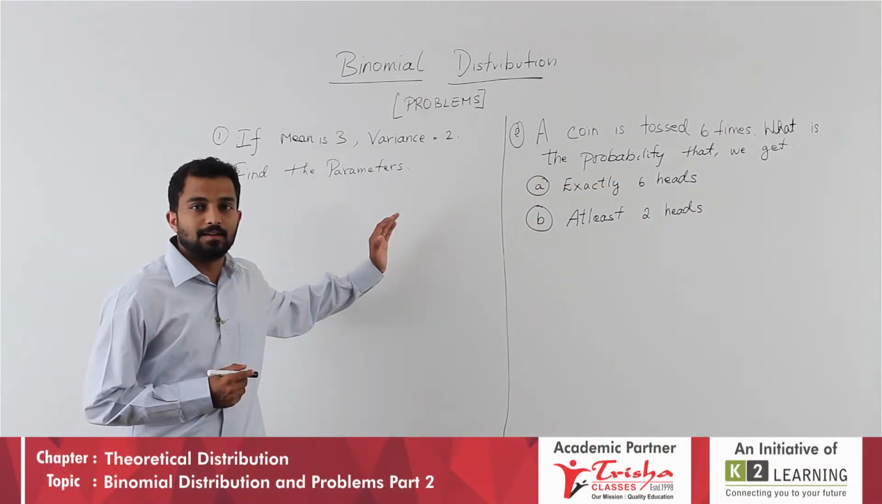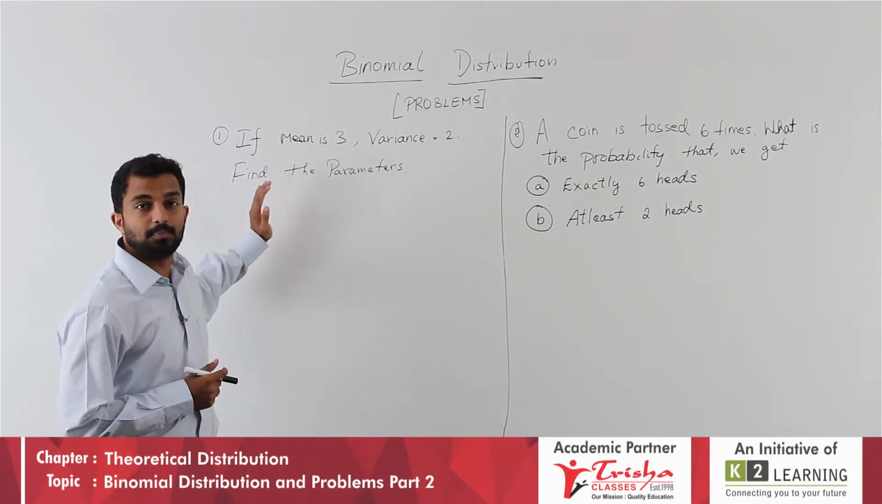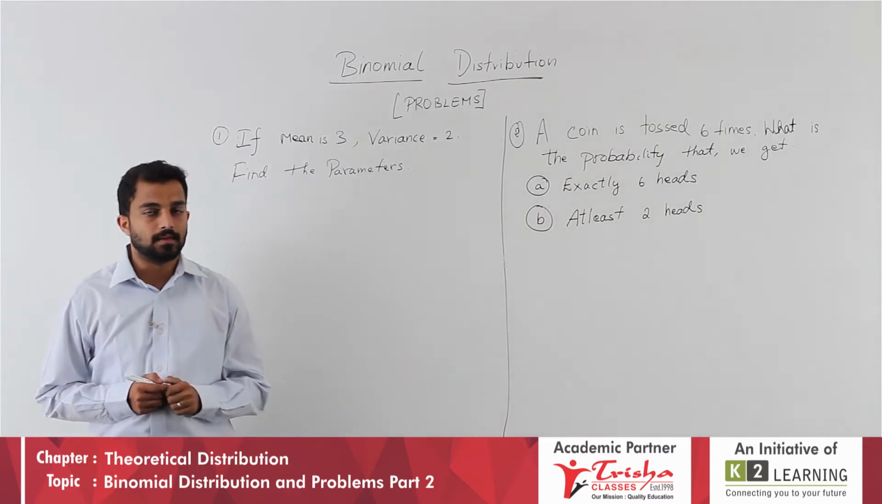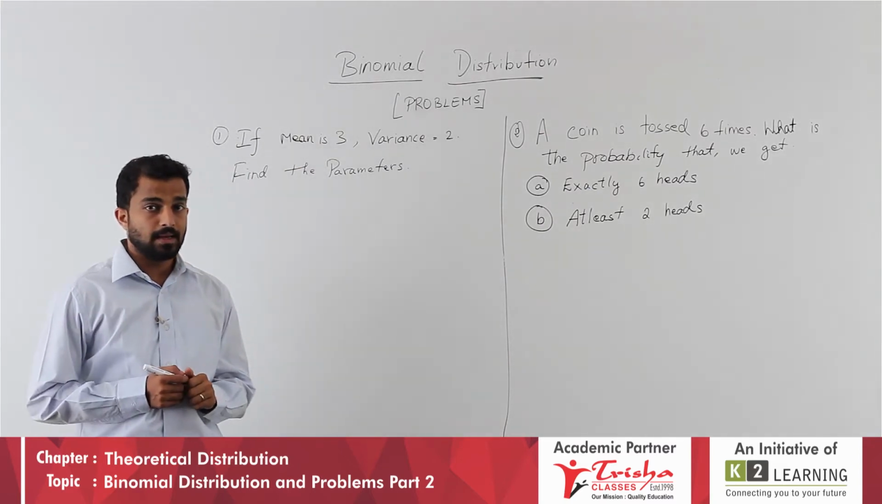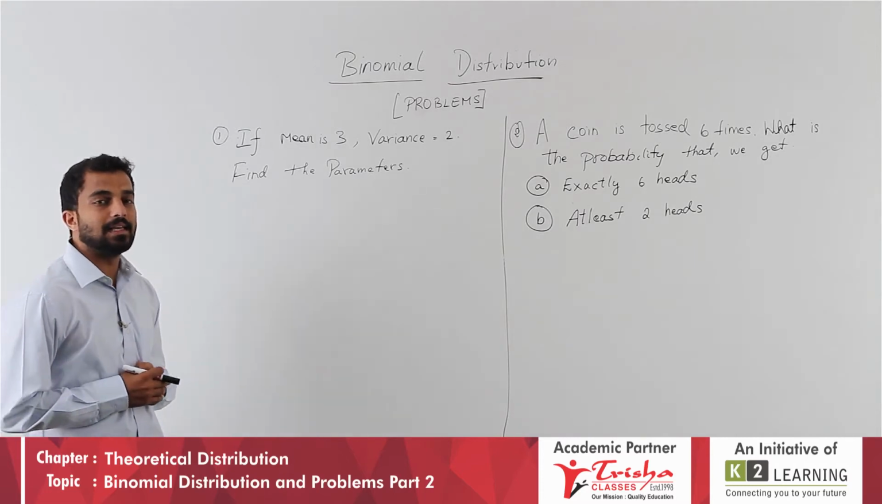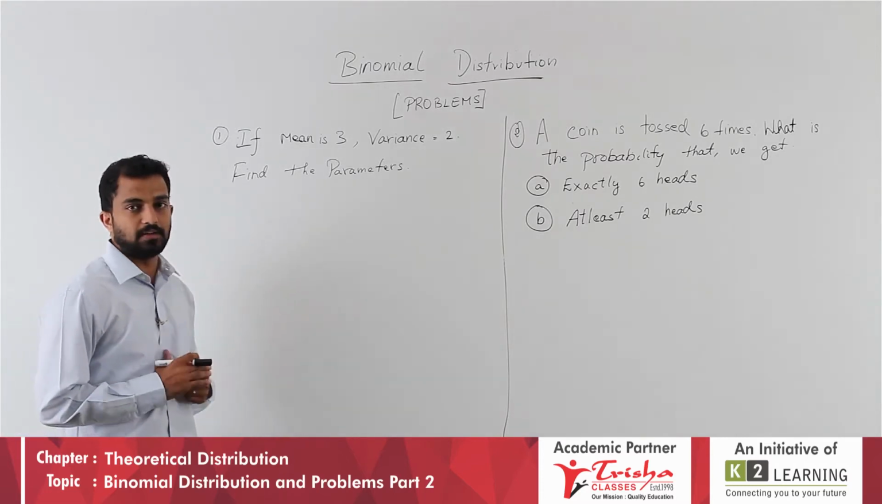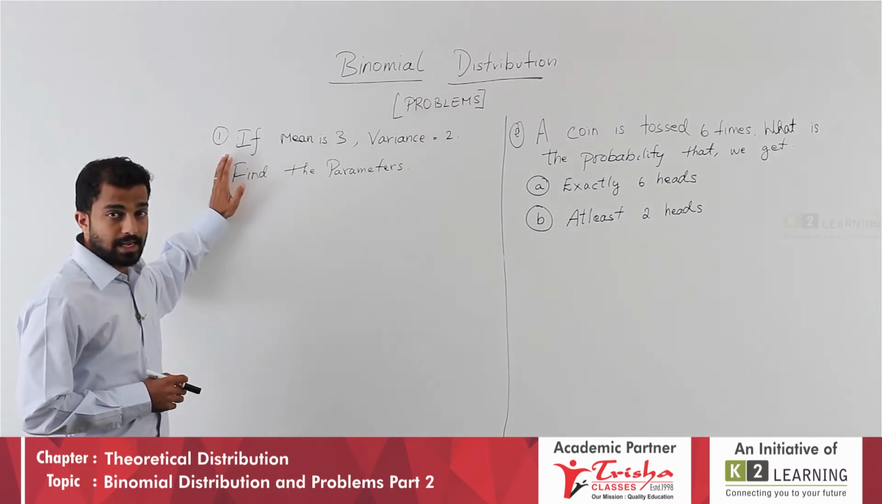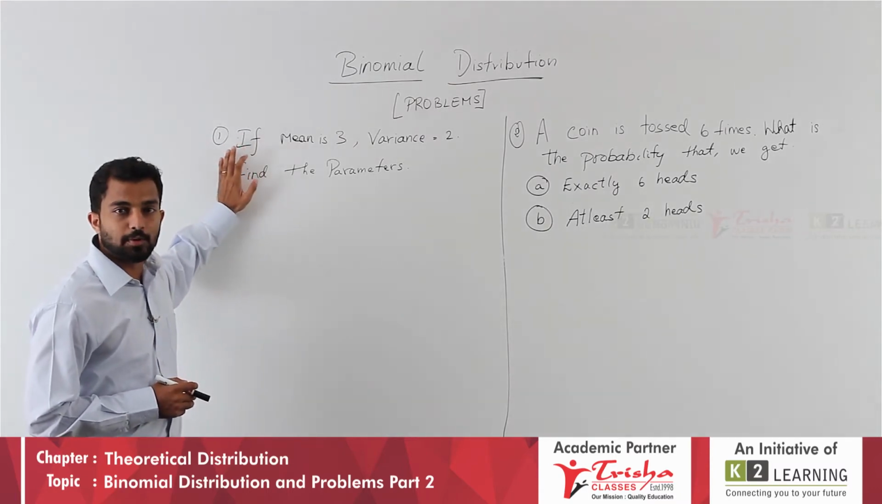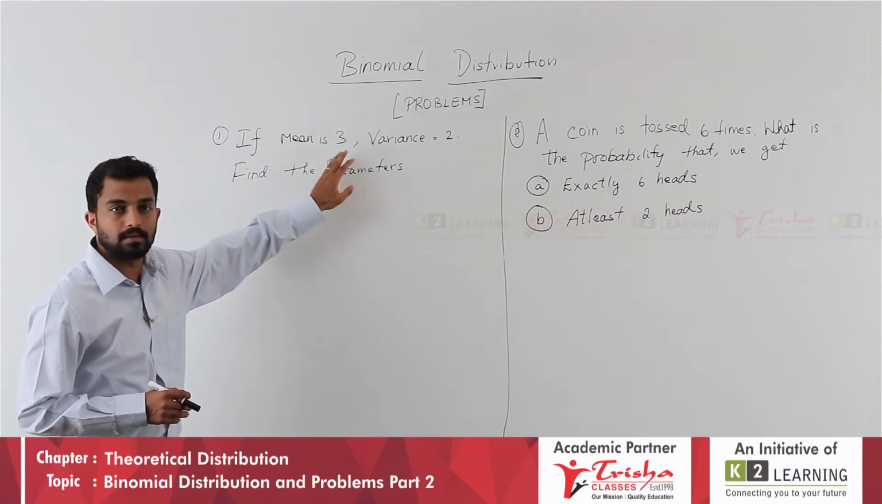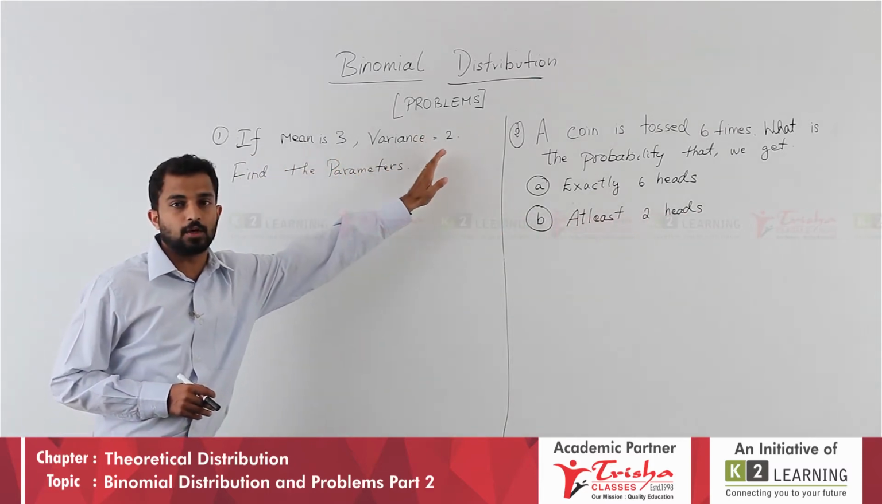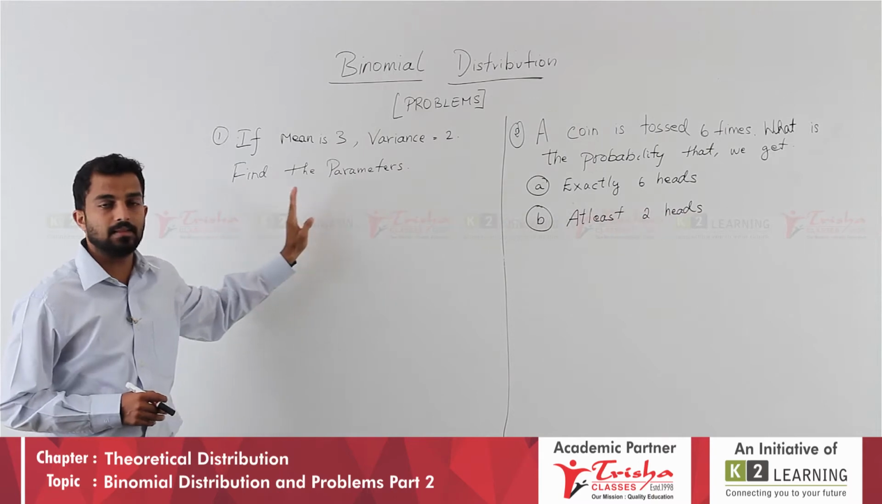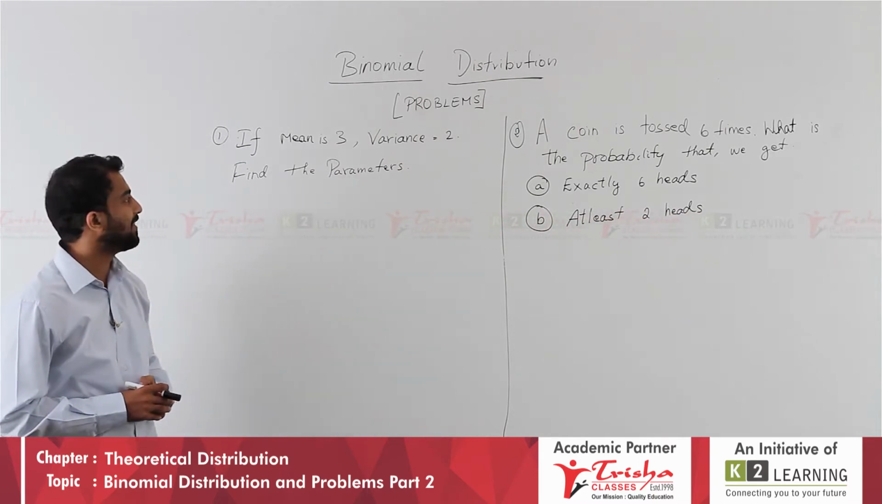So students, now let us see various problems based on binomial distribution. Firstly, based on the properties, let us see a 1 or a 2 mark question which usually comes for your public examination. Say, in a binomial distribution, if mean is 3 and variance is equal to 2, find the parameters. This will be the question.